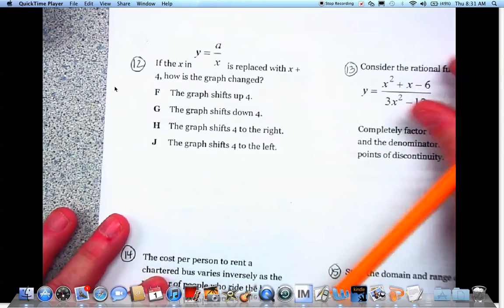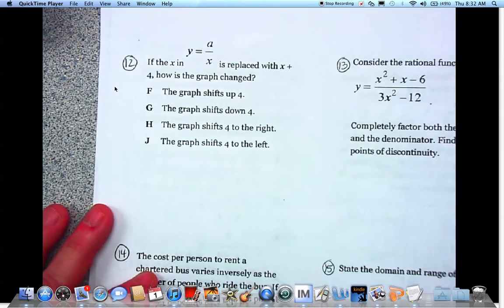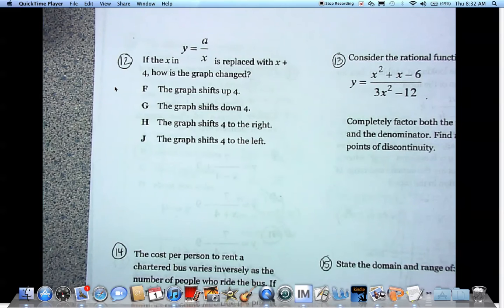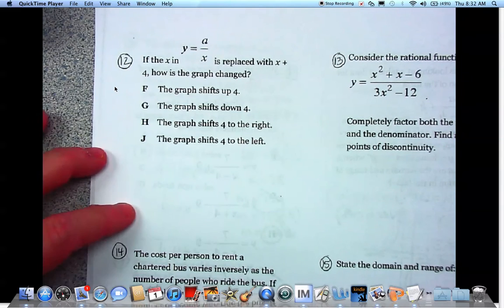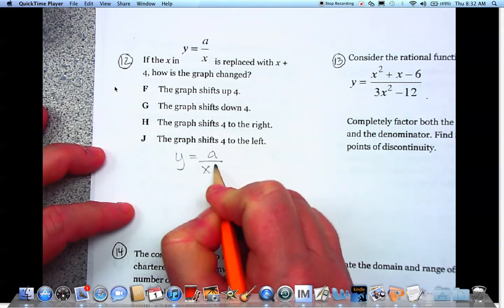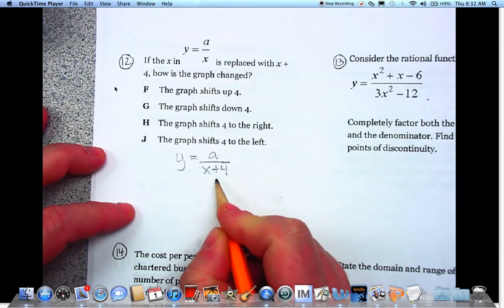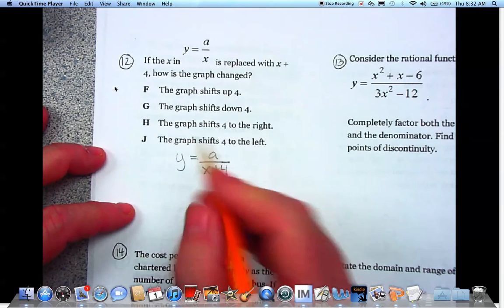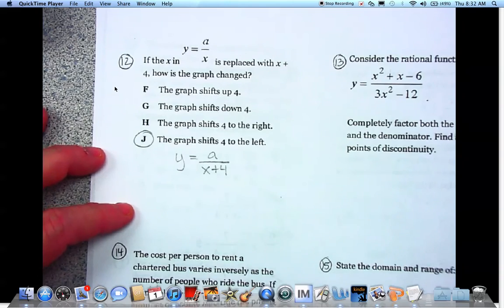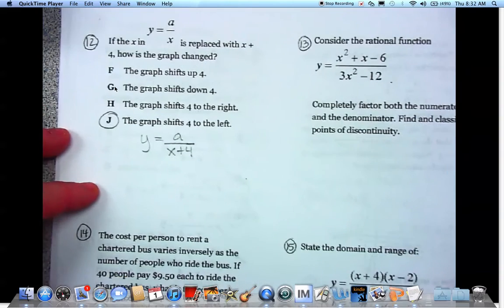All right, then y = a/x. If the x is replaced with x + 4, how is the graph changed? Does it move up or down, left or right? Moves to the right? Or to the left? No, to the left. It would look like this, wouldn't it? And that would move it to the left. There you go. That would move it to the left.